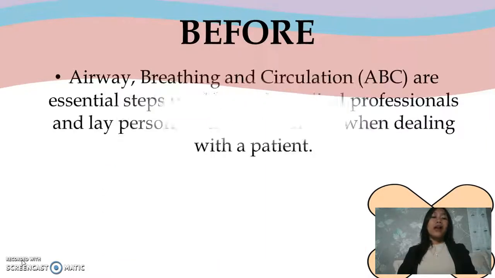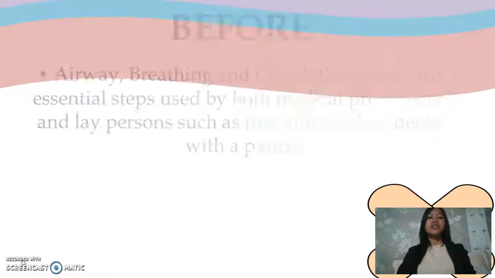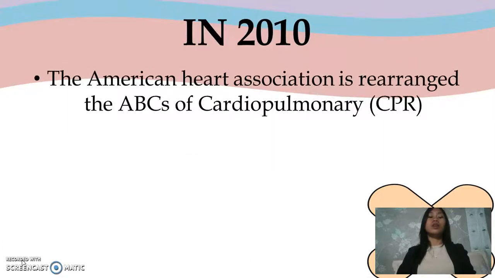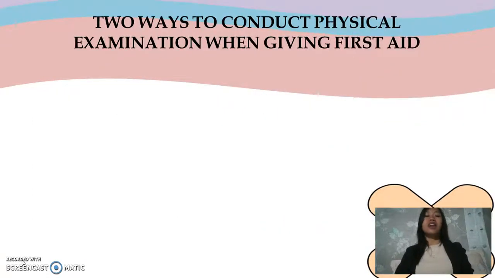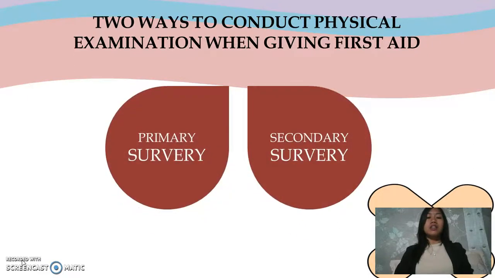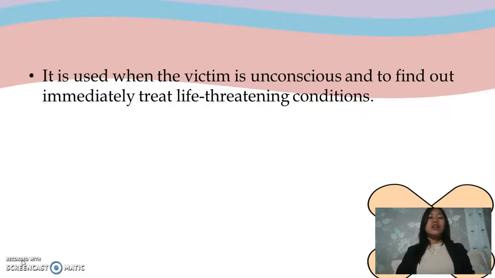Airway, breathing, and circulation, or ABC, are essential steps used by both medical professionals and laypersons such as first aiders when dealing with a patient. In 2010, the American Heart Association rearranged the ABCs of cardiopulmonary resuscitation, or CPR. Now, there are two ways of conducting a physical examination when giving first aid. They are the primary and the secondary survey. Now, let's start first with the primary survey. It is used when the victim is unconscious, to find out and immediately treat life-threatening conditions.